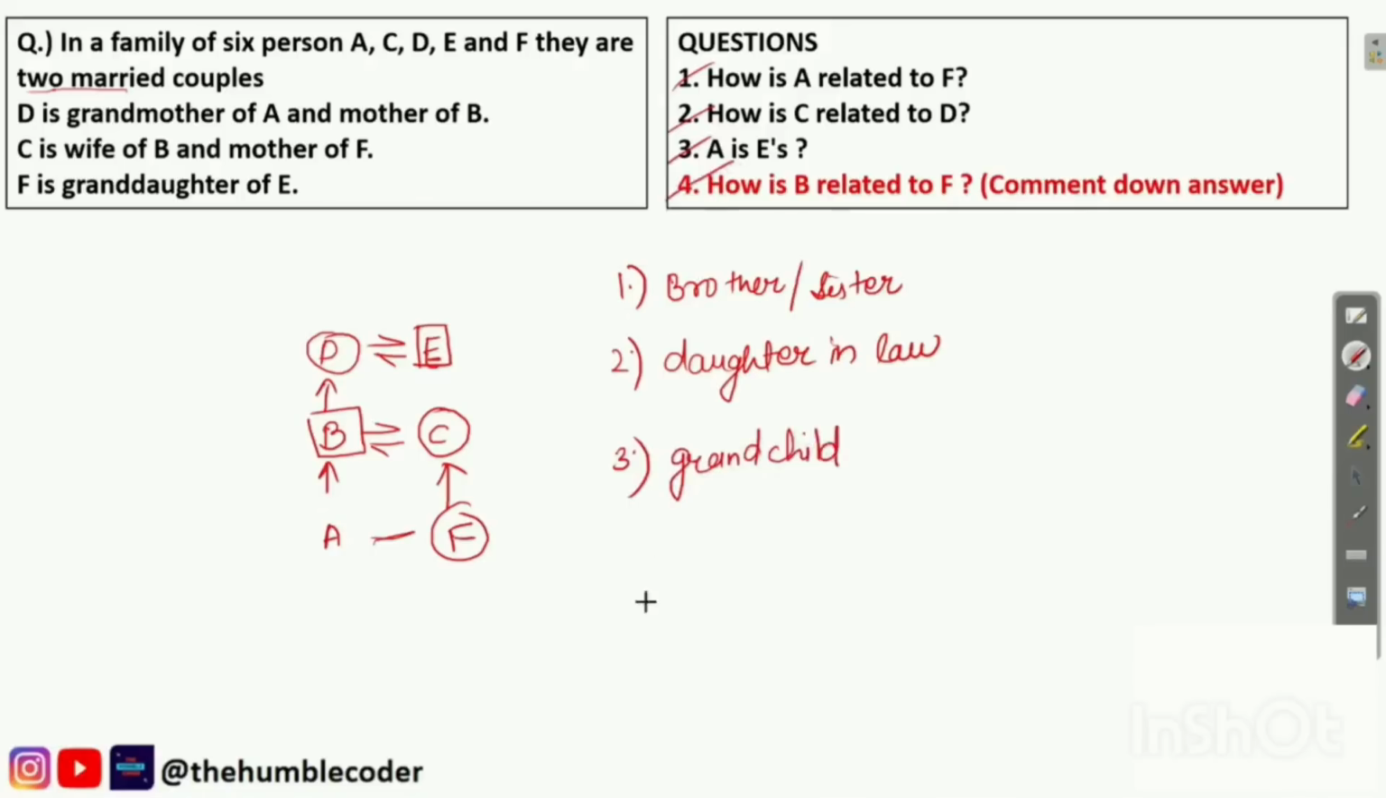Next is, how is B related to F? So B is over here and F is over here. You need to find the relation and comment down the answer. This is for the good of all of you, because I will also get to know whether you have understood the concept or not. So make sure that you comment down the correct answer.